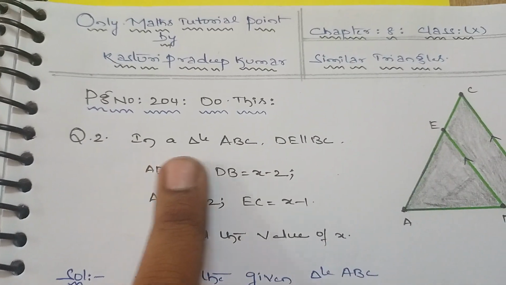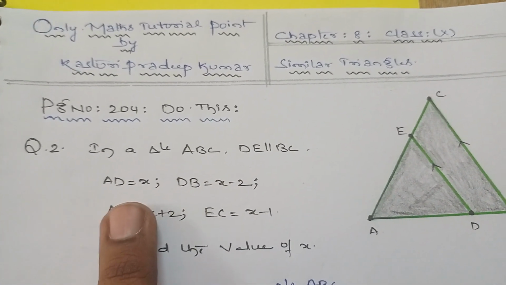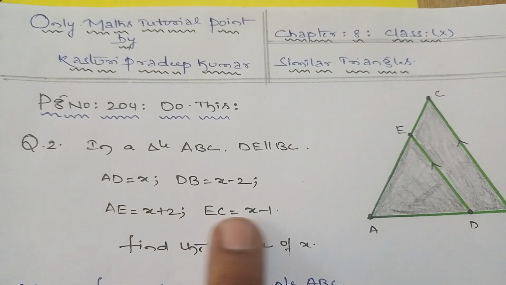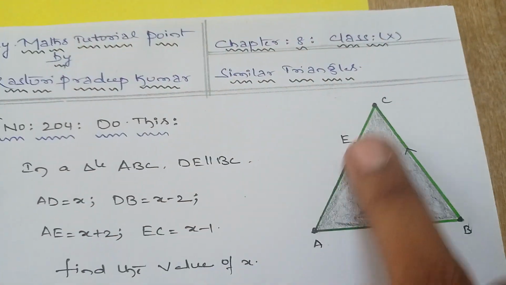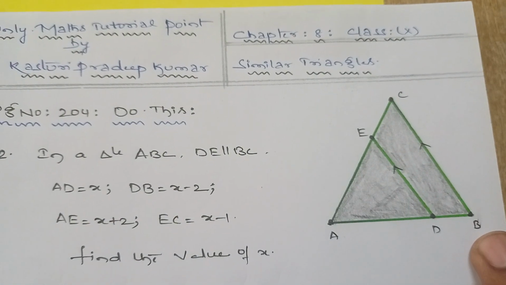So what is given? In a triangle ABC, DE is parallel to BC and the given dimensions are AD equal to x, DB equal to x minus 2, AE equal to x plus 2, EC equal to x minus 1. They are asking to find the value of x. Okay, this is the given triangle and it is given that DE is parallel to BC.